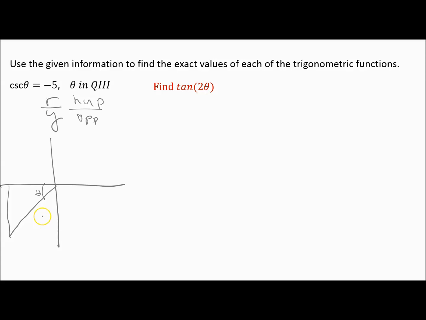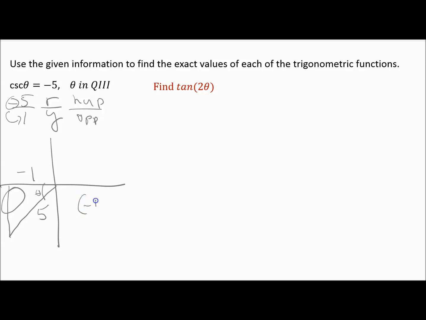Is it 5 or negative 5? Well, r can't be negative, right? So that's 5. Then what in the world's negative? Well, the 1 must be. Remember, if I write this as a fraction, it's negative 5 over 1. But the negative has to go with the 1 because it sure doesn't go with the 5. R is never negative, so this is negative 1. We've got to find our missing side over here.